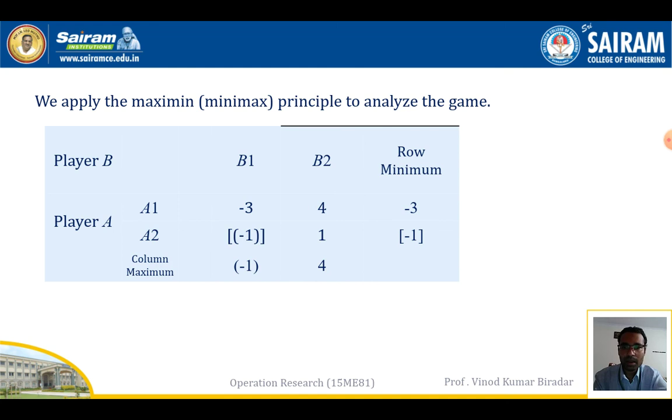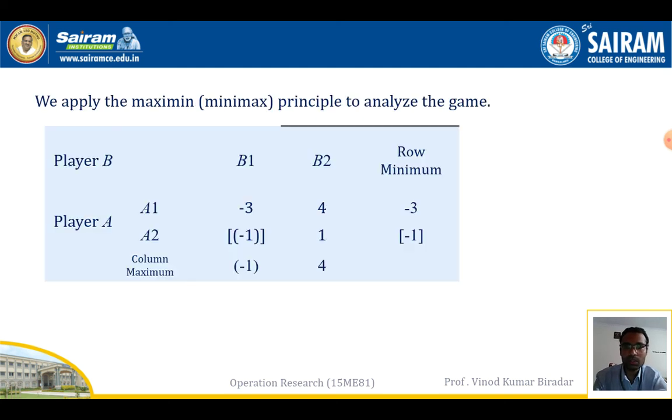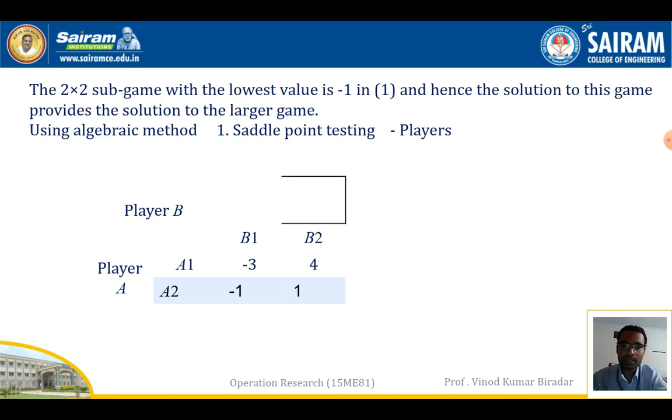Here again, minus 3, 4: minus 3 is the least value, and minus 1, 1: minus 1 is the least value. In the columns, minus 1 is the least of the highest values, and 4 and 1 are the highest values. Again you check minus 1, minus 1, minus 1, minimax equals maximin. So we got the saddle point here. The column maximum minimum is equal to minus 1, and the row minimum maximum is equal to minus 1. Therefore the maximin is equal to the minimax, that is minus 1. Therefore the value of the saddle point is minus 1, or the value of the game is a2 b1. You can write that also. So this is about when the matrix is given as a 2 by 2 matrix.